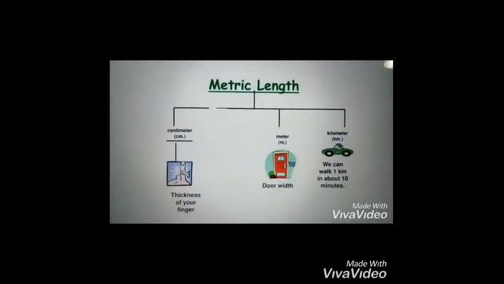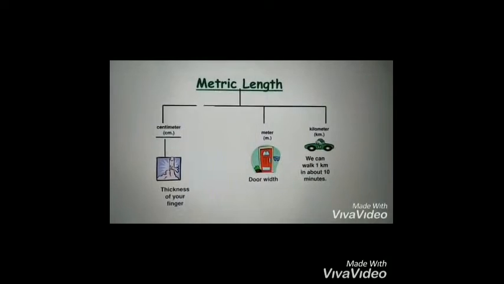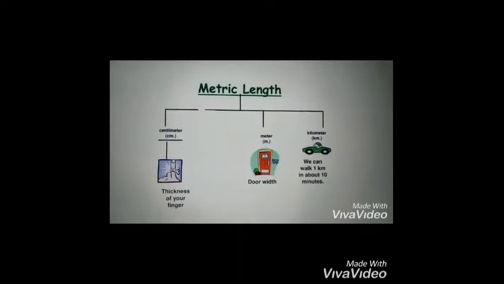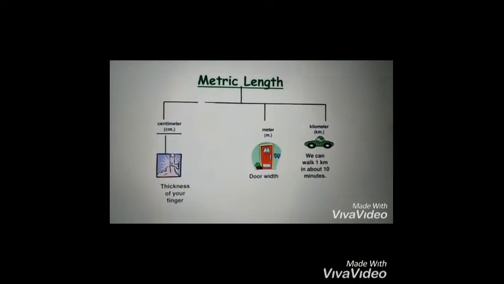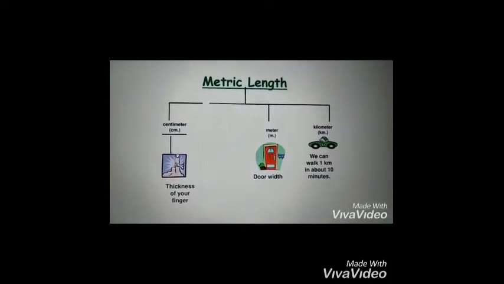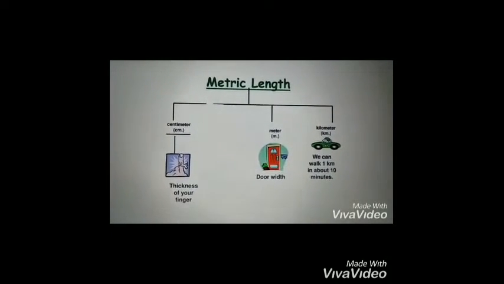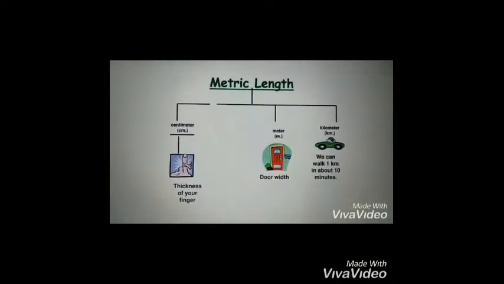This map shows you examples of why each unit is used. You can measure the thickness of your finger using the centimeter unit. But centimeter is not the suitable unit to measure the door width, so we have to use the meter. Now, to travel a distance in your car from one place to another, none of the previous units, centimeter and meter, will be suitable to measure this distance, so we use the kilometer unit.